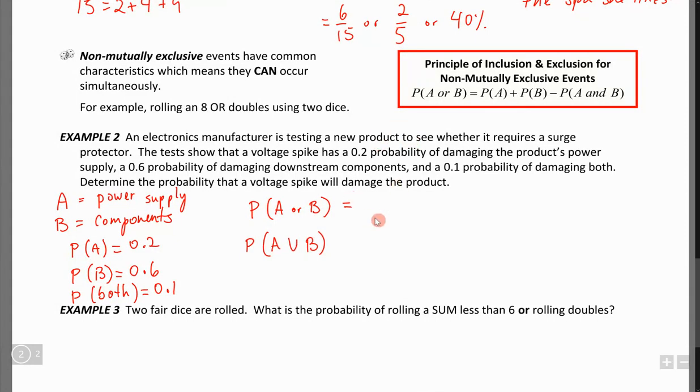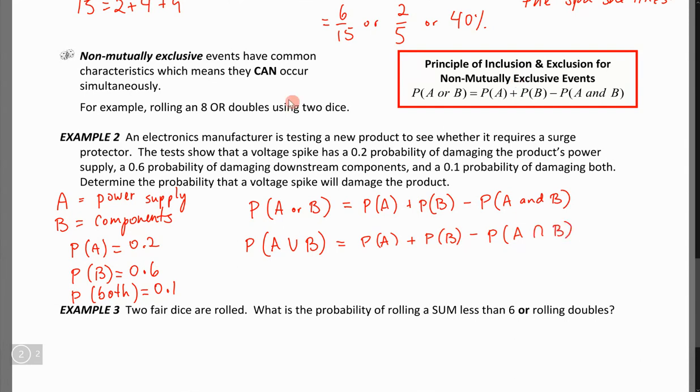Okay. And so I'm going to say the probability of event A plus the probability of event B minus the probability of A and B. Again, in my special notation, you could say probability of A plus the probability of B minus the probability of the intersect. So that's this sign here, intersect of A and B. Okay, and if I plug in my numbers, I get 0.2 plus 0.6 minus the probability of damaging both, which is 0.1, and that's equal to 0.7, or 70%.